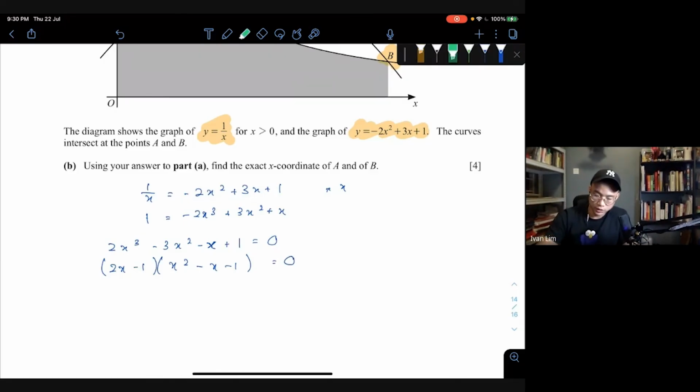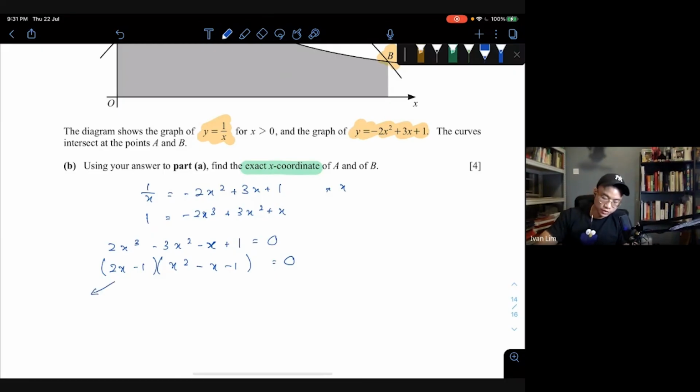Okay, another keyword here, again, exact x coordinate. The word exact, so we have to find the exact values. Don't go and use calculator to find the decimal point. So that means I need to solve this equation here, right? 2x minus 1, x squared minus x minus 1. 2x minus 1 equals to 0. This one we can solve already.